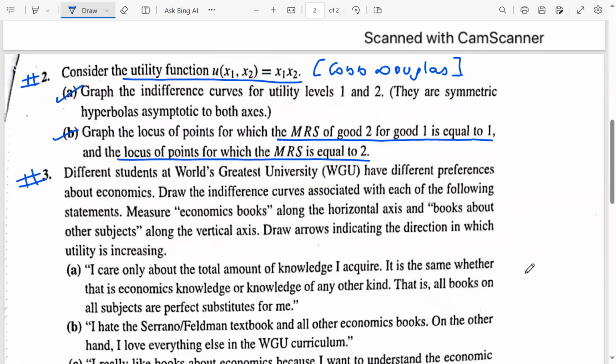So now I need to look at all those points at which MRS equals 1 and all those points at which MRS equals 2 for this particular utility function. So let's first of all find the MRS. Okay. So if I come back to the whiteboard, I'm first of all erasing all this off for question 2, part B. We are given the utility function, I'm writing it again for completeness. This is x1 times x2. Okay. And now let's quickly work out the MRS.